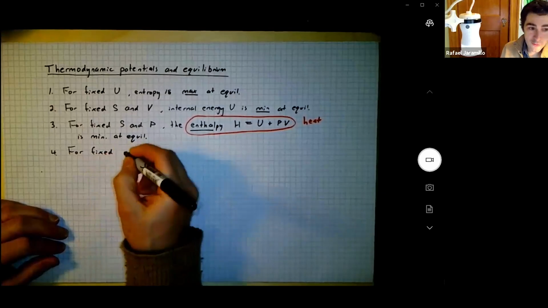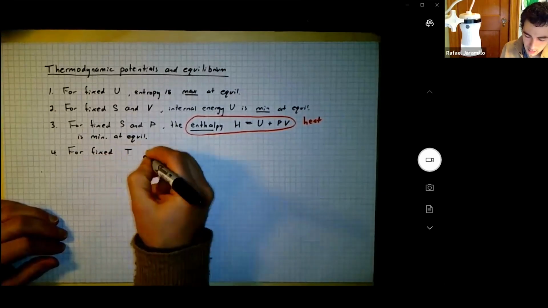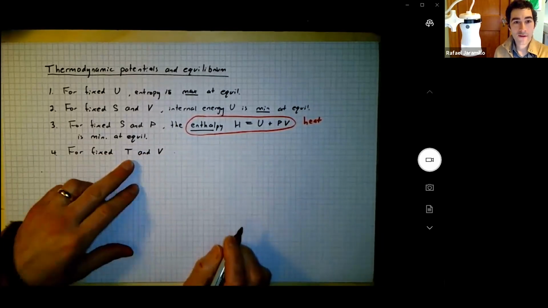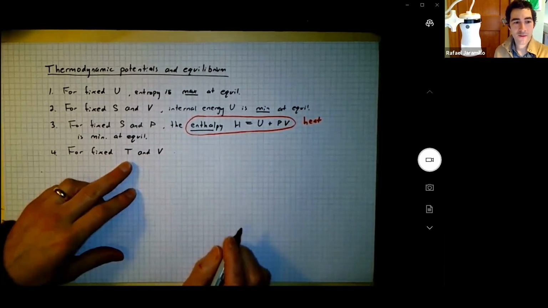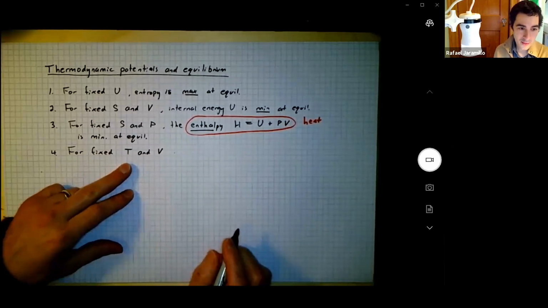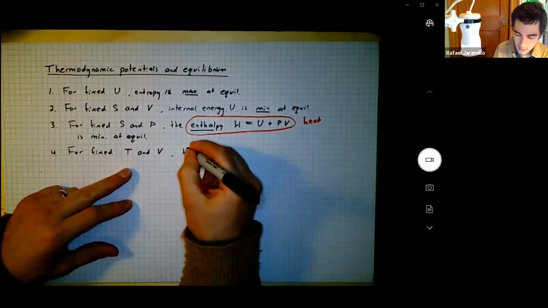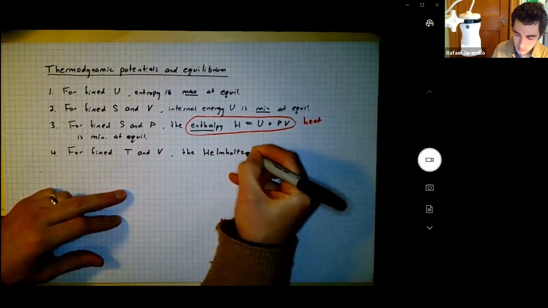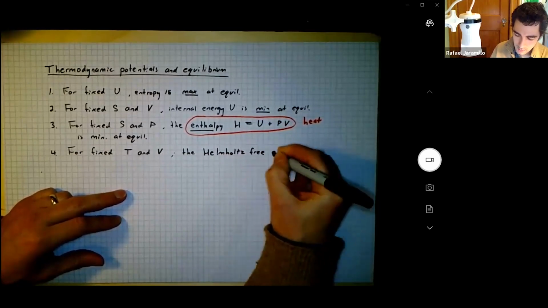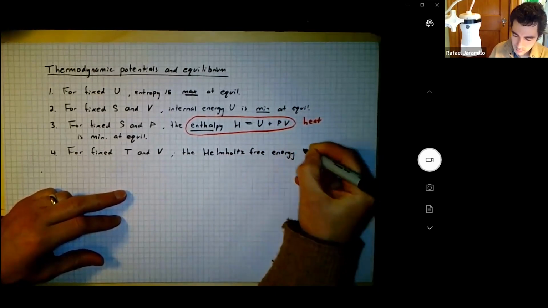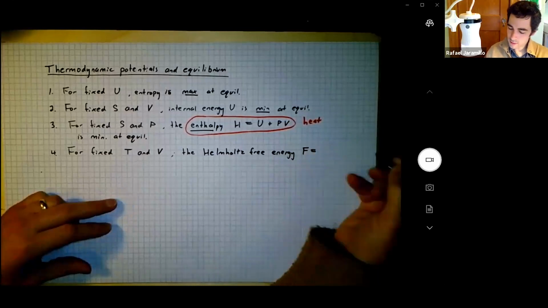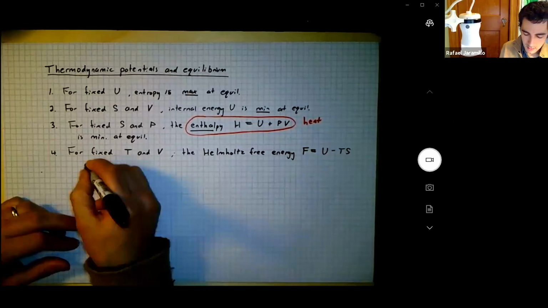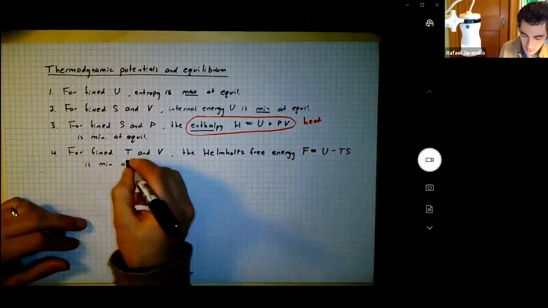More. For fixed temperature and volume, so now we're getting a little more practical, right? Fixed temperature. That's something we know how to do. We all have thermostats. That's what your thermostat does. The Helmholtz free energy, F equals U minus TS, is min at equilibrium.